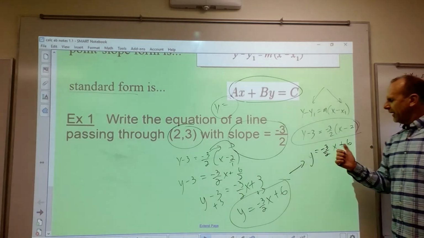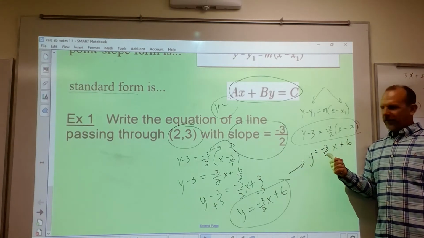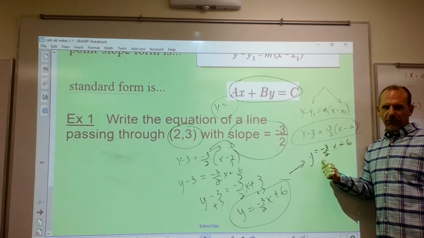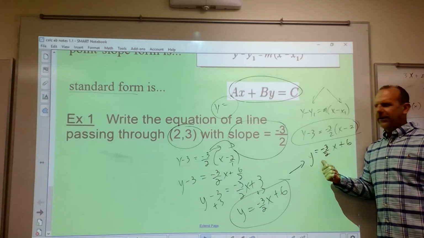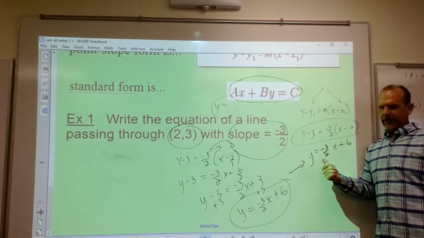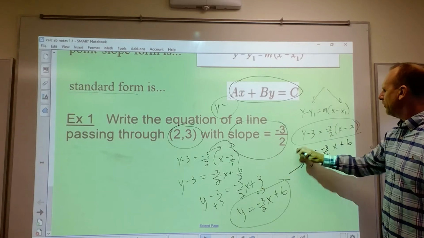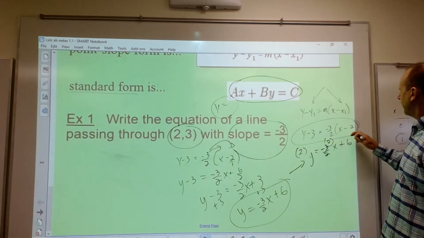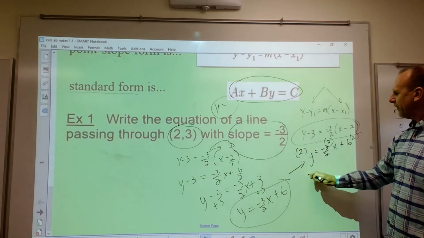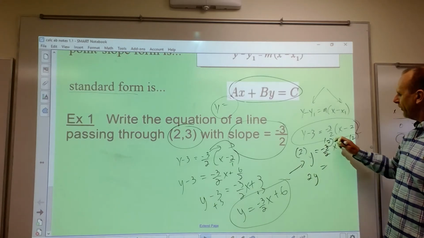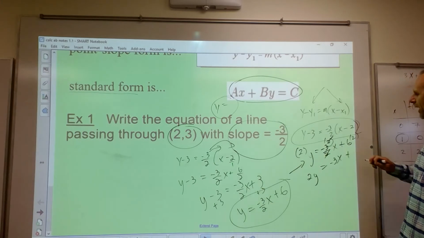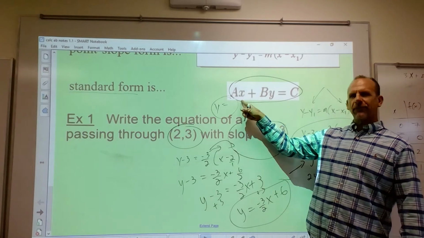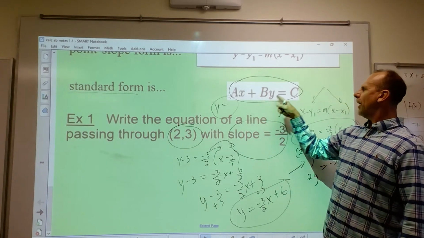Fraction buster. The thing that I don't like about this equation is it says it's divided by 2. How do you get rid of divided by 2? Times 2. What do you times by 2? Everything. So times 2, times 2, times 2. This ends up being 2y equals, these 2's cancel out, and you get negative 3x plus 12.